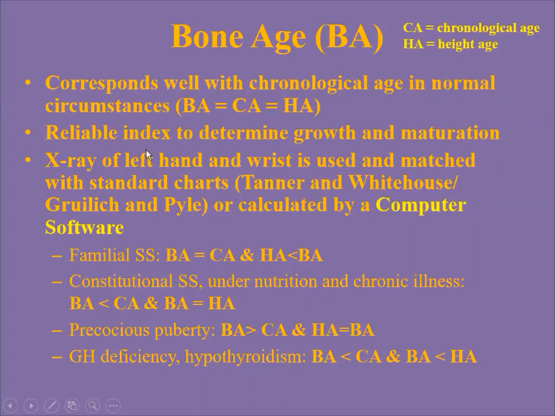Now, bone age is a reliable index to determine growth and maturation. So we can use these standard charts or use computer software. Nowadays things are easy. You give the X-ray and it will calculate and give you the bone age. So what are the abnormalities you can see in the bone age? In familial short stature, which I will be speaking about in a while, the bone age will be equal to his chronological age, but the height age will be less than the bone age.